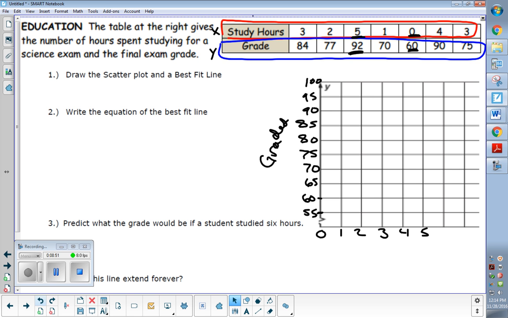Next thing we're going to do is plot our data. So take a second here. Whoever's in charge of my class, please hit the space bar for a second and let those kids plot those points.